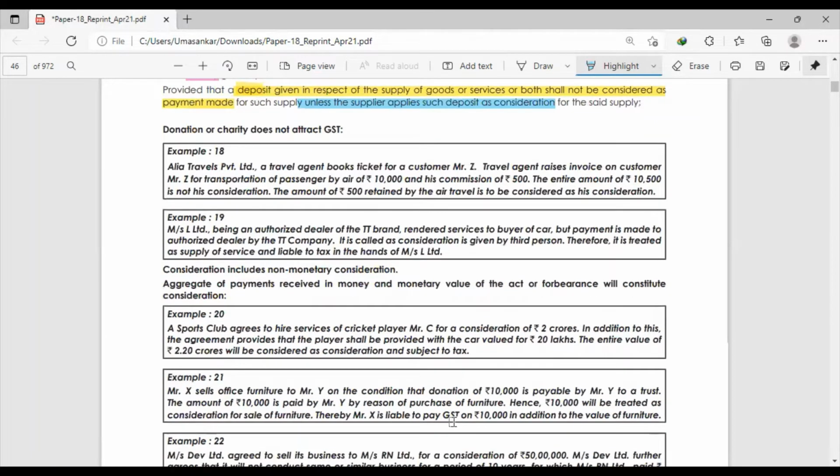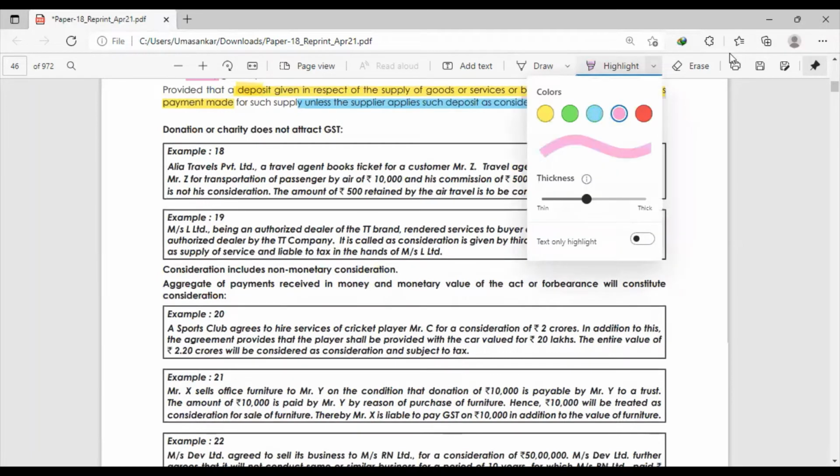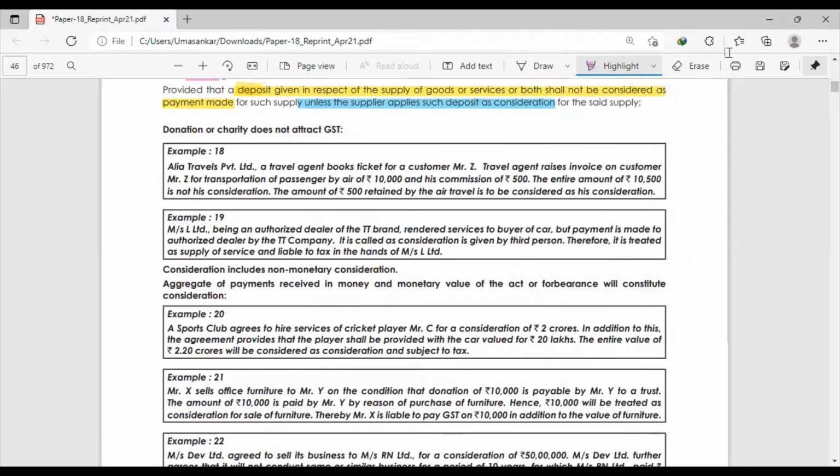Example. Donation or charity does not attract GST. This is also a most important point. So donation or charity doesn't attract GST.